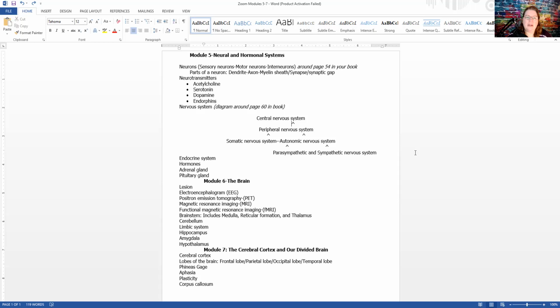There are sensory neurons, motor neurons, interneurons. Sensory neurons are for your senses. Motor neurons are for your motor skills, your muscular movement and such, and interneurons go in between those. So, fairly straightforward there. Neurons communicate with each other through electrical signals.